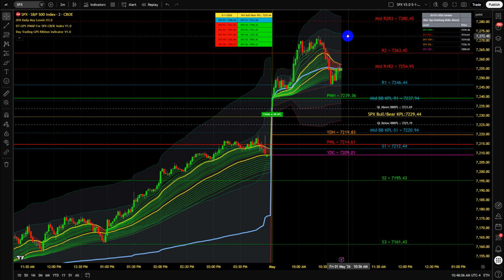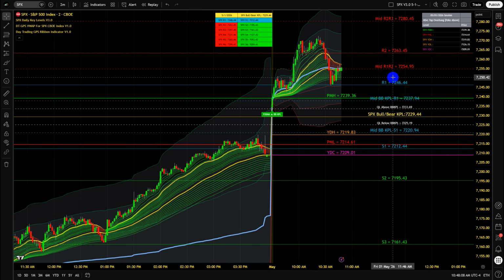So at the 9:30 a.m. open, the first tick at 9:30 a.m. Eastern New York time, you will get today's auto-updated key levels for today's session. The most important level out of all the key levels is going to be the bull-bear key price level, which is abbreviated as KPL. We also refer to this level as the BBKPL.